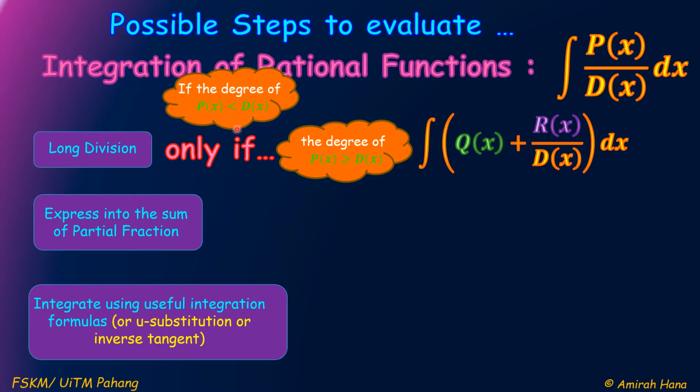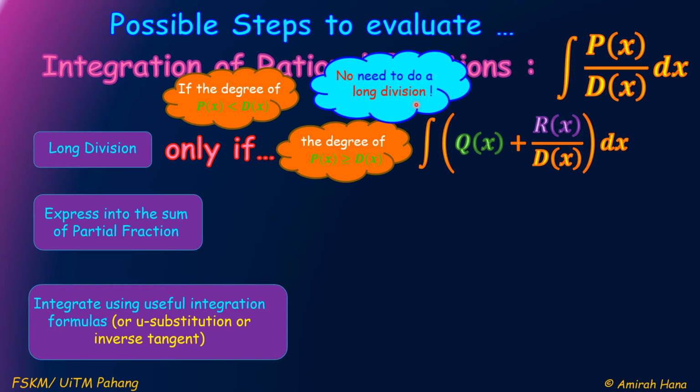If the degree of Px is less than the degree of Dx, meaning the degree of the numerator is less than the degree of the denominator, there is no need to do a long division. We jump to step 2.